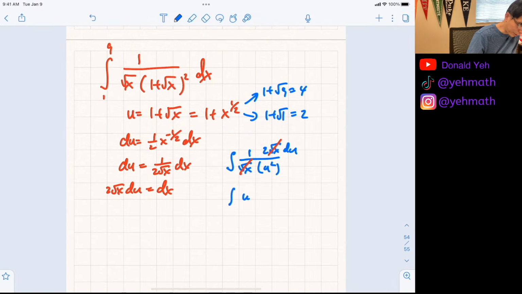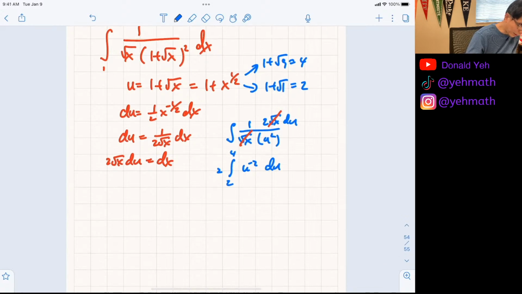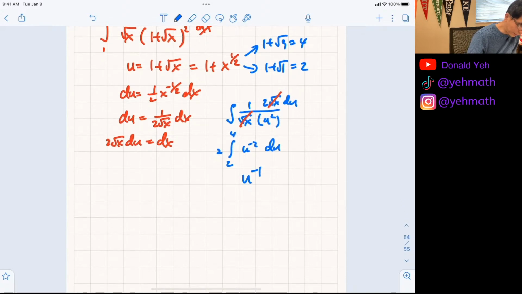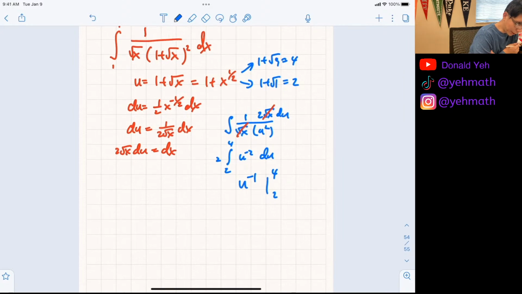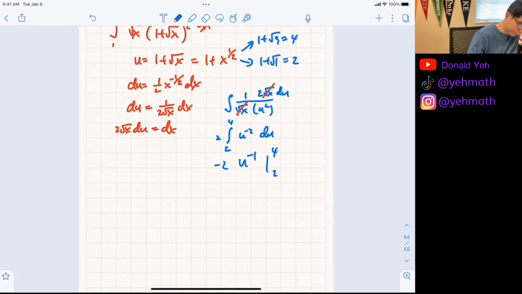So it'll be the integration of u to the negative 2. 2 is outside, between 2 to 4 du. It comes out very nicely. U to the negative 1 between 4 to 2. And I don't know if I'm missing a negative sign somewhere. Oh yeah, this is a negative sign. Negative 2. So it'll be negative 2 times 1 over 4 minus 1 half. And that's equal to 1.